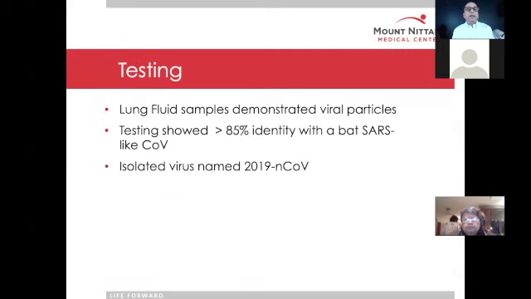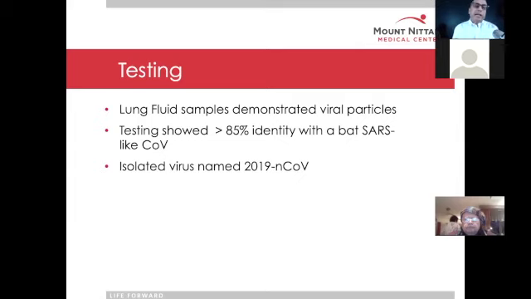Testing of lung fluid samples demonstrated viral particles. And this is a fascinating study, where the article that I showed you earlier comes from the CDC China and was published in the New England Journal. Very rapidly, they had identified the virus.